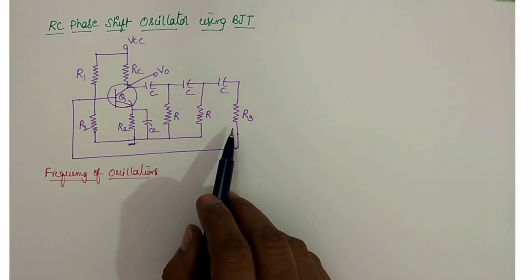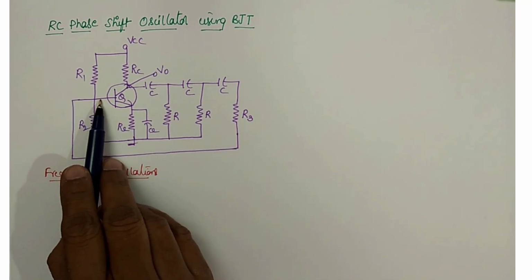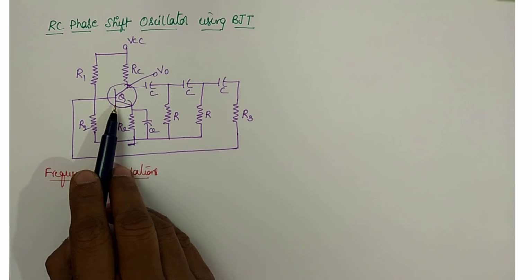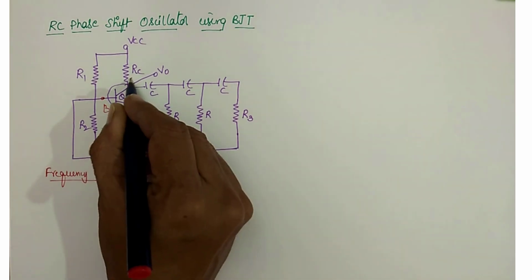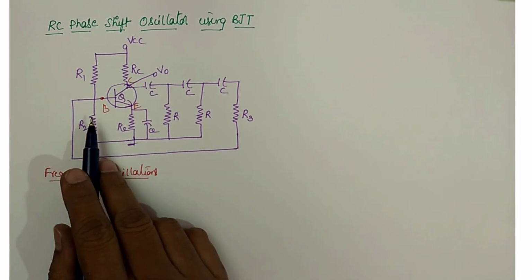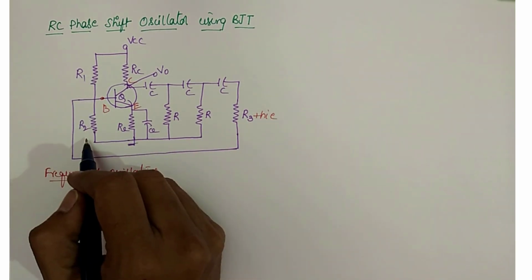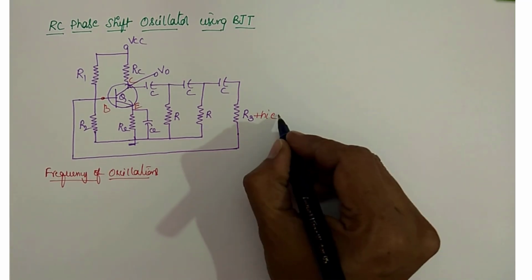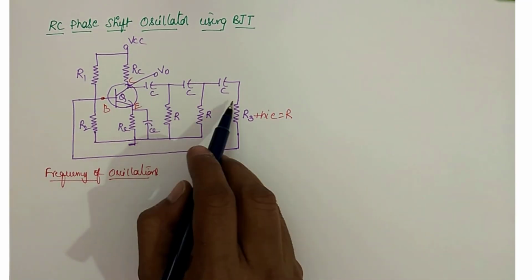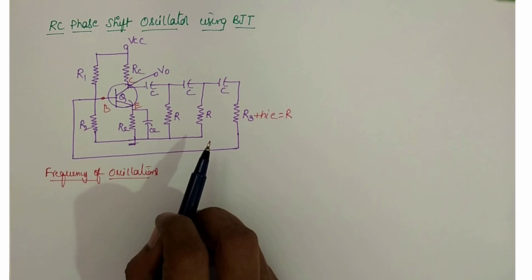In the previous class I mentioned one point: this R3 comes in series with HIE of the transistor when we are analyzing using the H parameter model. So this is base, emitter and collector. Now R3 gets added to HIE, so R3 plus HIE, which is actually in parallel with R1 and R2. R1 and R2 values are very high compared to R3 plus HIE, so the result is R3 plus HIE. You can take it as R. So totally there are three similar RC networks which will produce totally 180 degrees phase. Each RC network produces 60 degrees phase.